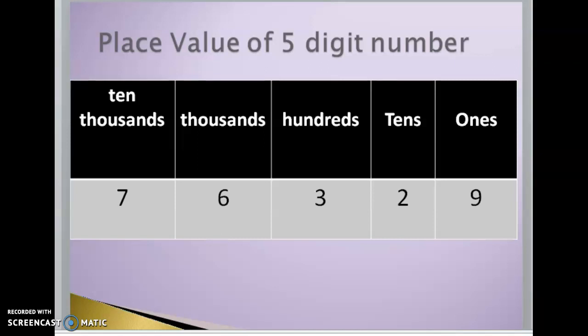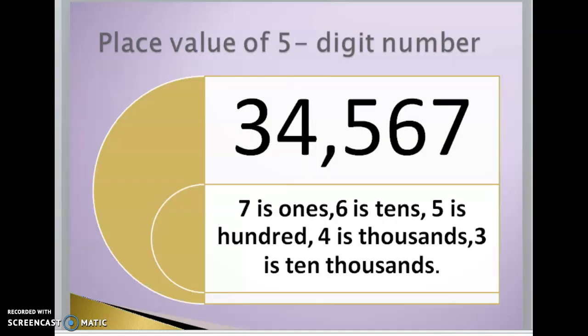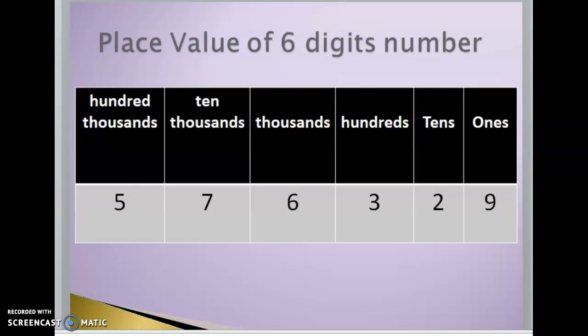If you start from your right hand side, the first digit place value is ones, then tens, 100, 1000 and 10,000. In another example, you can see the place value of every digit in a 5-digit number. So 7 is ones, 6 is tens, 5 is 100, 4 is 1000, 3 is 10,000. So this is all about 5-digit numbers and you are very much familiar with it because you have done it in the previous class. Now we are going to move forward to 6-digit numbers.